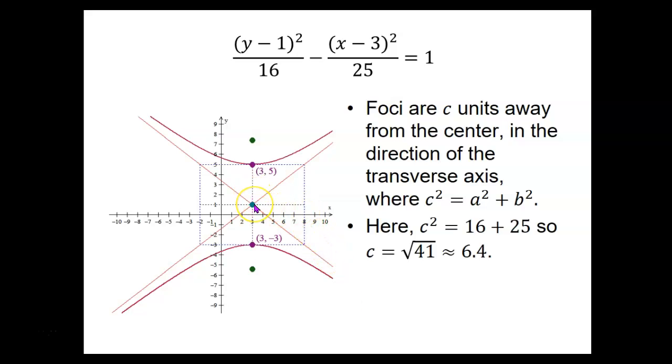So with a hyperbola, unlike with an ellipse, the foci are farther away from the center than the vertices are. That means C is greater than A. So when we were talking about ellipses, we had A squared equal to B squared plus C squared. A was the biggest one of those three numbers. When we're talking about hyperbolas, we have C squared equal to A squared plus B squared. C is the biggest of those three numbers for a hyperbola.